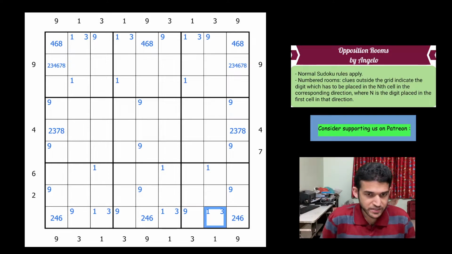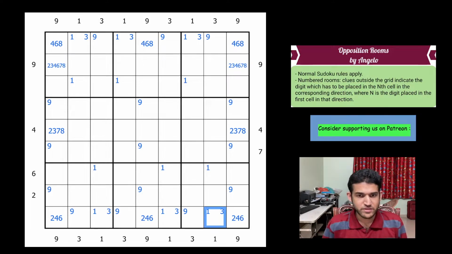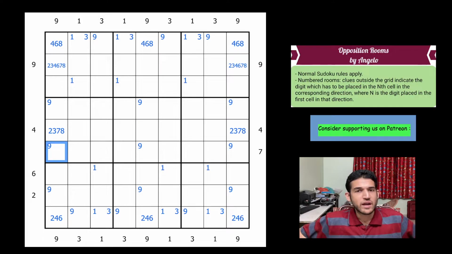It's kind of tricky here. If this cell is a 9, then 7 is forced here. And I don't see a problem in that.